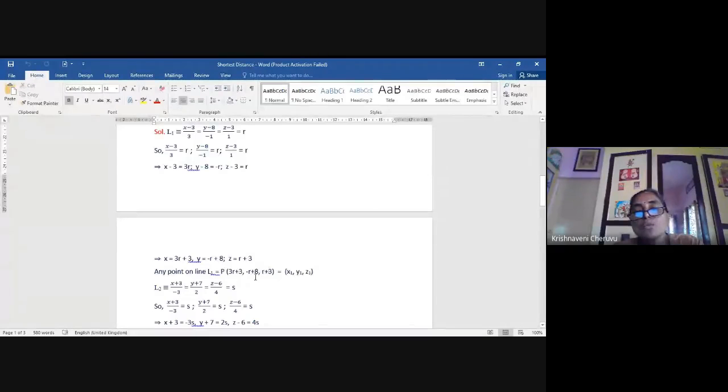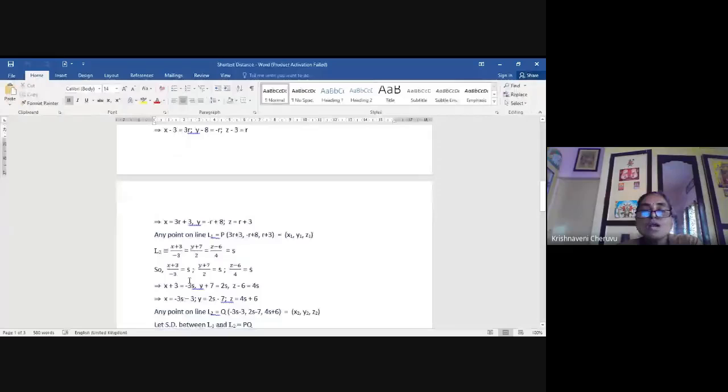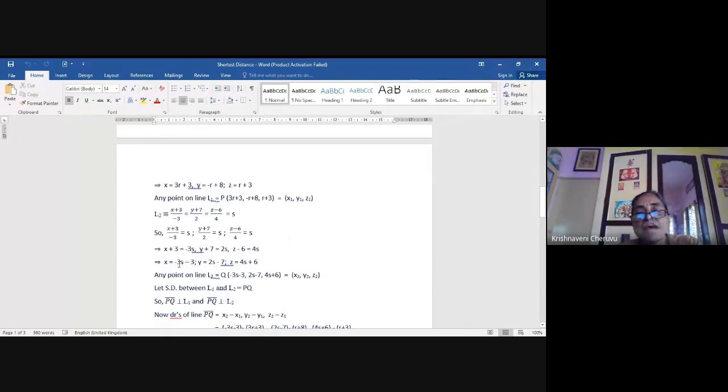Now let me equate the second line to S. Okay, so again this line is equal to S, meaning (x plus 3) by minus 3 is S, (y plus 7) by 2 is S, (z minus 6) by 4 is S. So that if you cross multiply, you will get x plus 3 is equal to minus 3s, y plus 7 is equal to 2s, z minus 6 is equal to 4s, from which you get the x value, y value, z value. So now you are ready with the point Q on the line L2, girls.